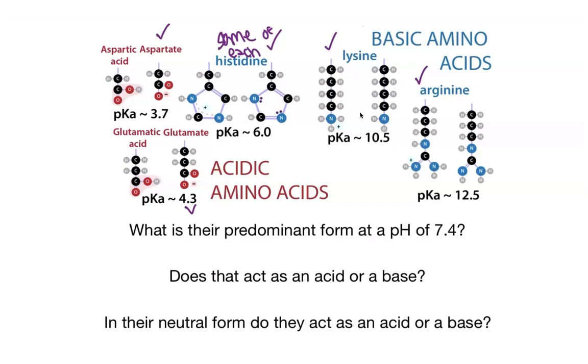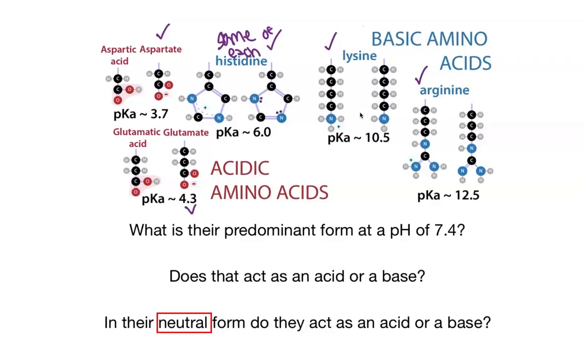And so then why do we call these basic, or why do we call them acidic? Well, that's because we need to think about their neutral form. The naming is based on whether their neutral form acted as an acid or as a base. So even in the case of histidine, even though unlike those other guys, it actually has a pKa that's below the pH we're normally talking about, well, even then, in its neutral form, it's going to act as a base and pick up that proton.